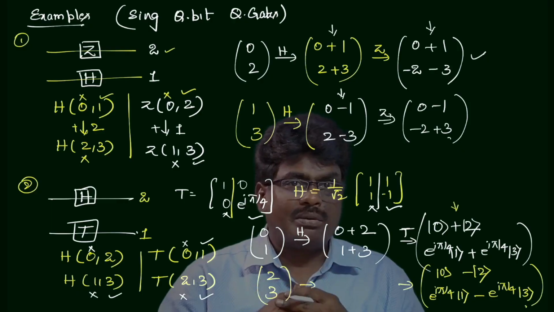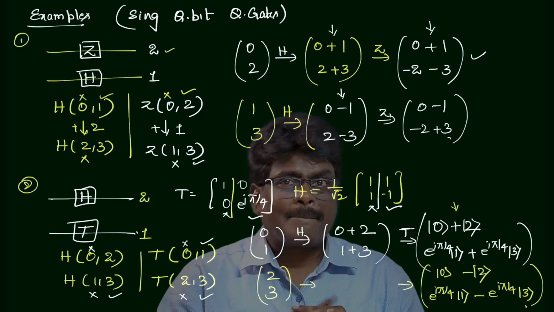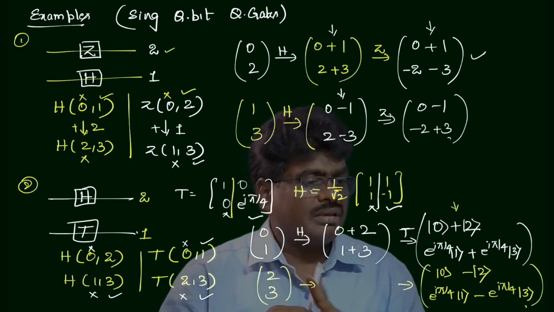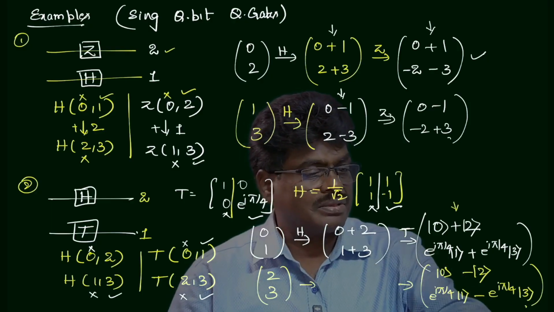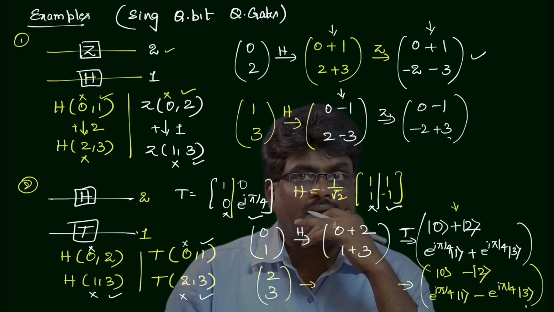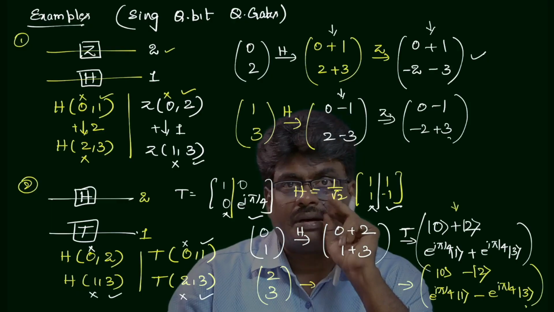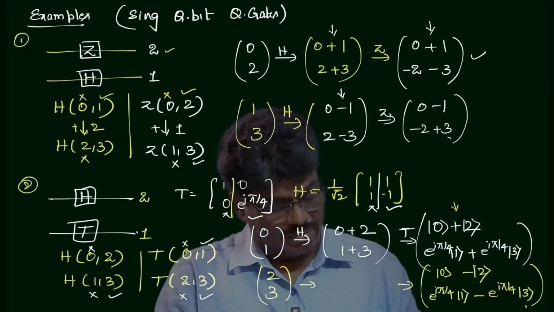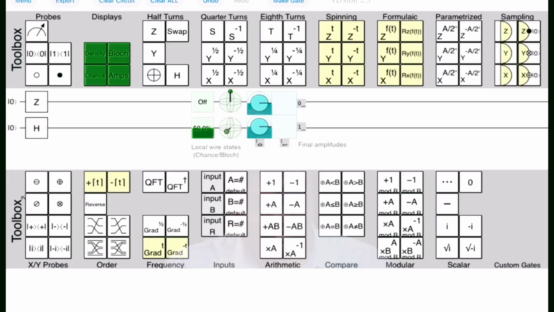Now you have a doubt: whether this is right or wrong, how to check? For this I will use this quantum circuit simulator. Wait, just wait. Okay, now please take that first one, that is the Z and H gates. So I'm taking this one. Here first I am taking Z, and this is H.